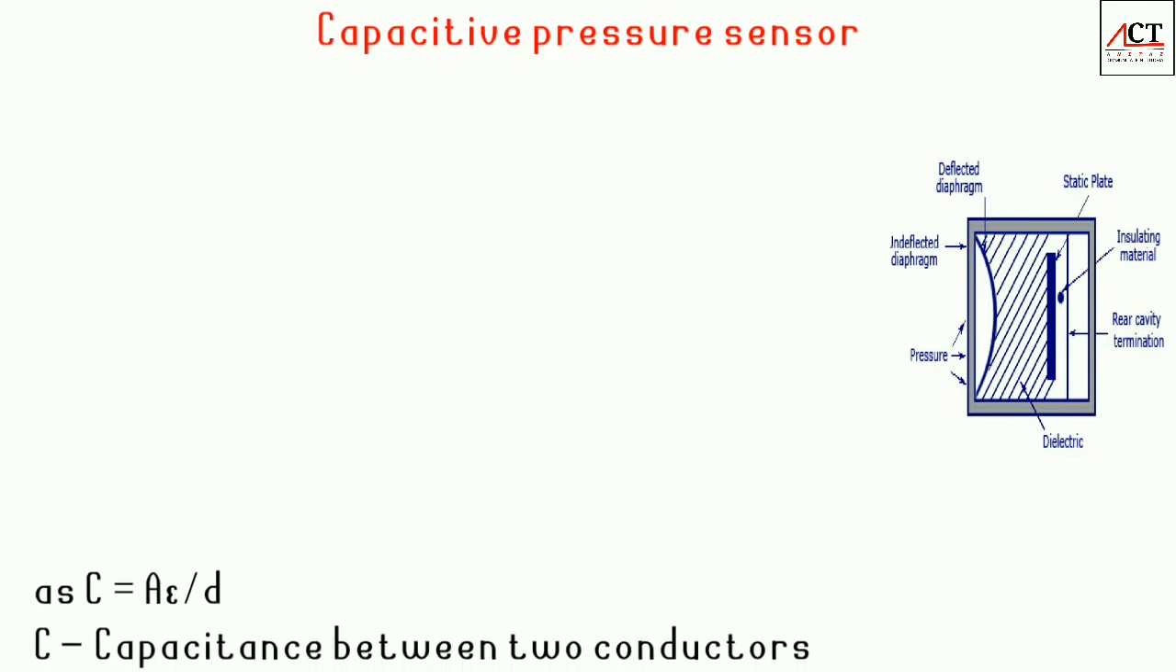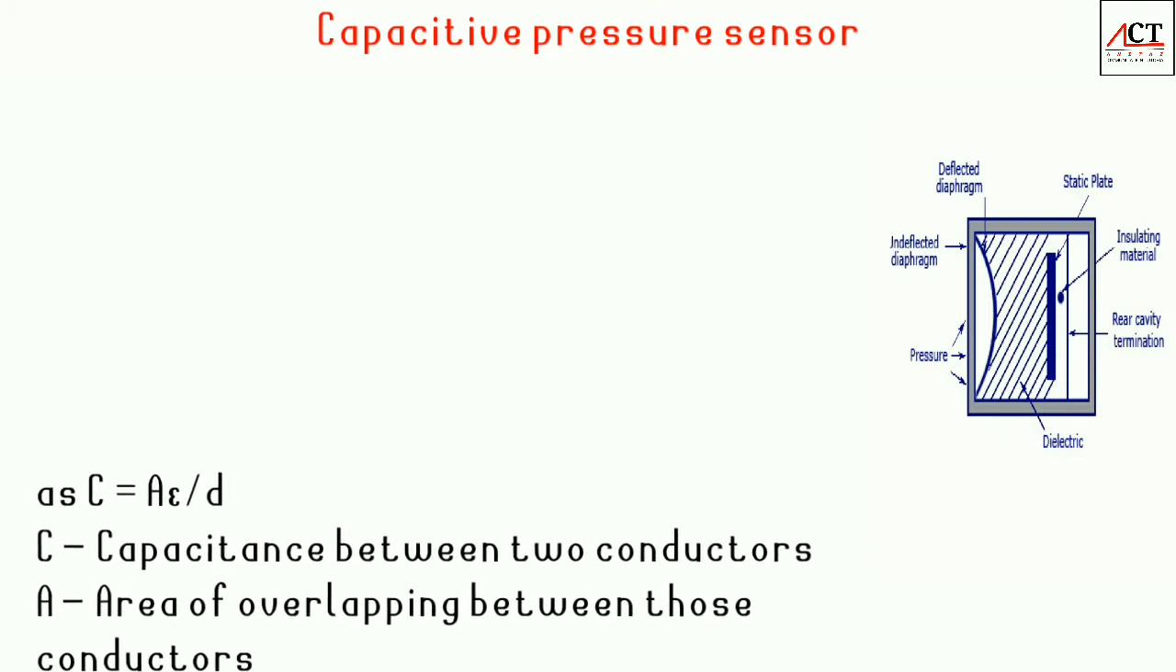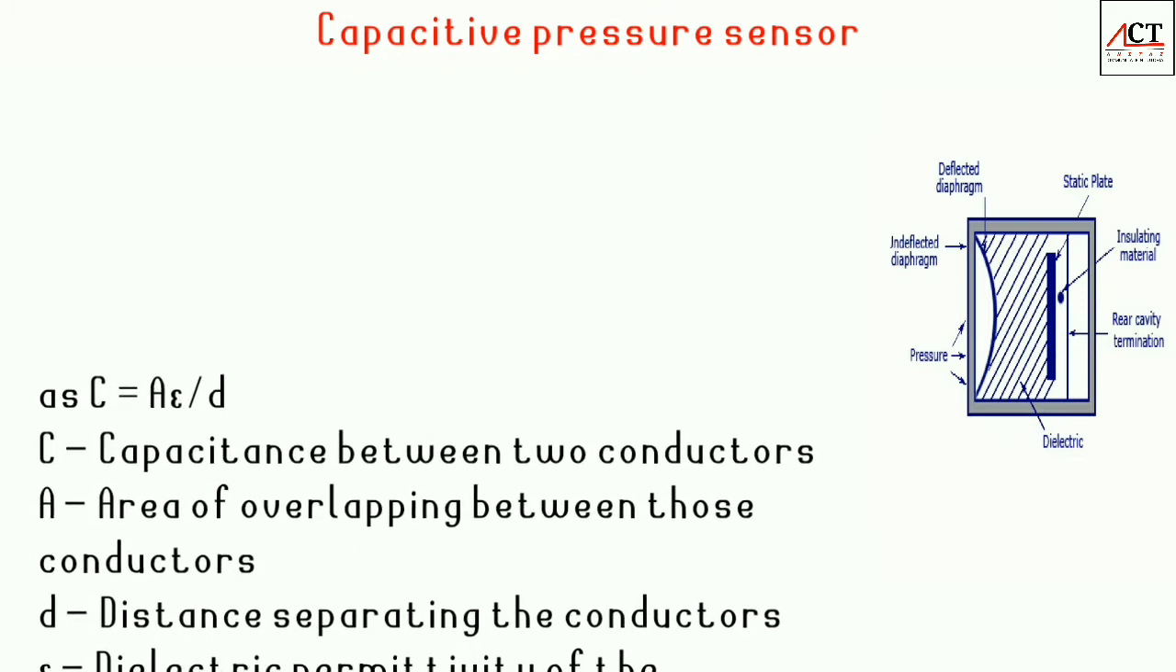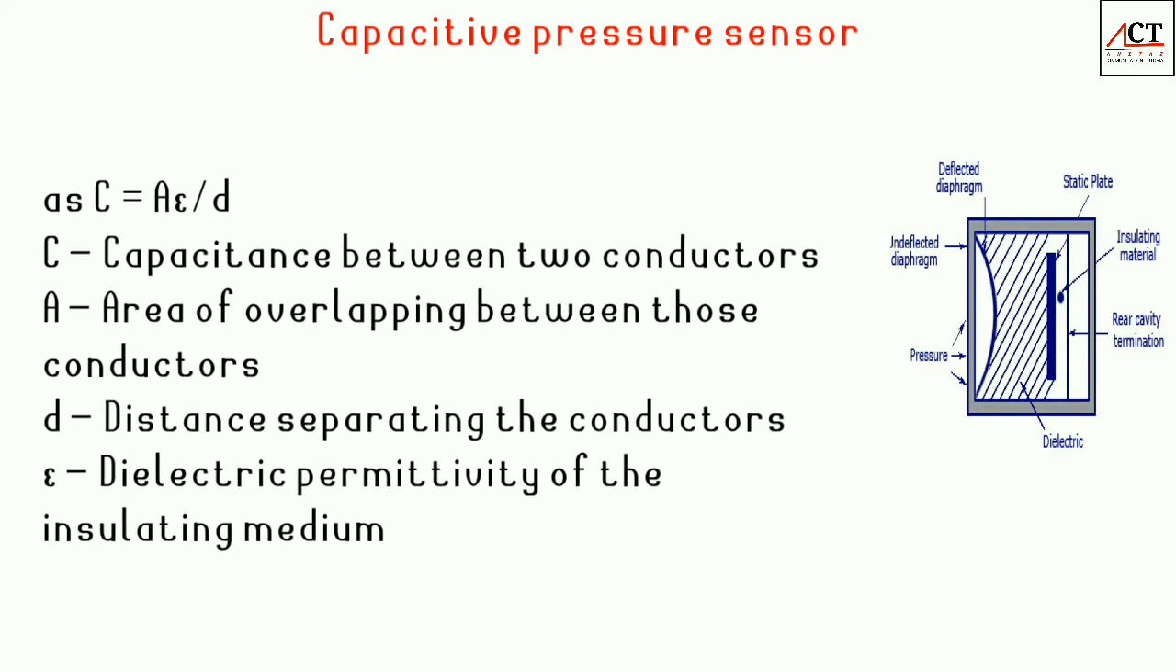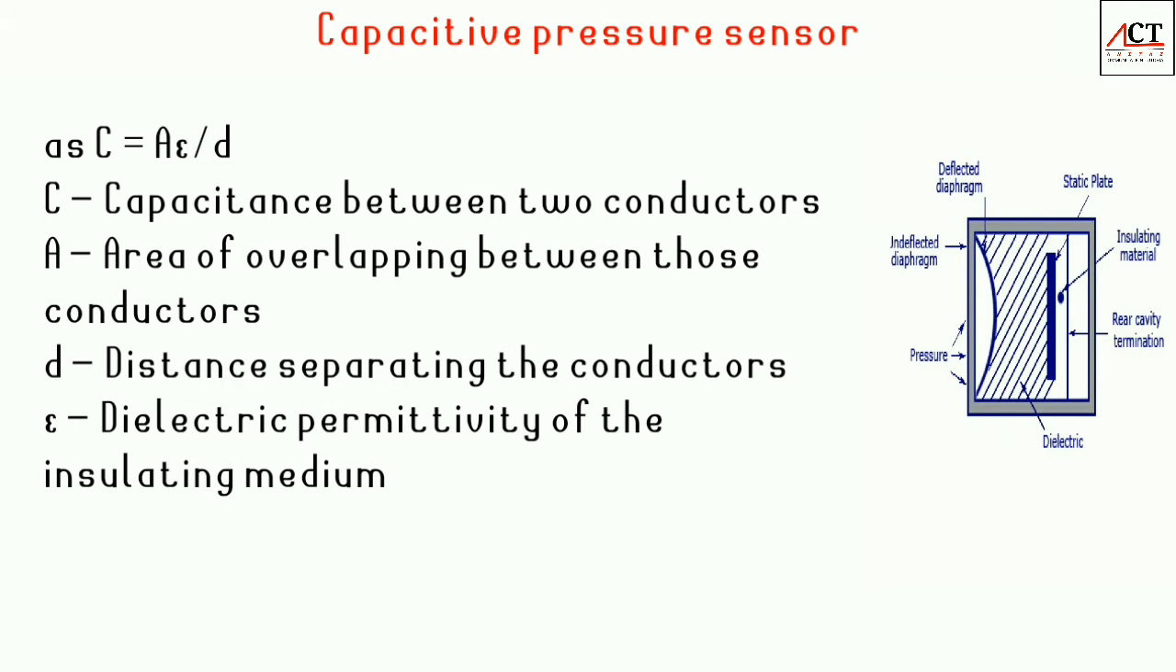We know capacitance is equal to A epsilon upon D, where A is the area of the plates, D is the distance between the plates, and epsilon is the dielectric permittivity. So capacitance is inversely proportional to the distance between the plates. So whenever the diaphragm deflects, the distance between the plates will change, and so the capacitance will also change.